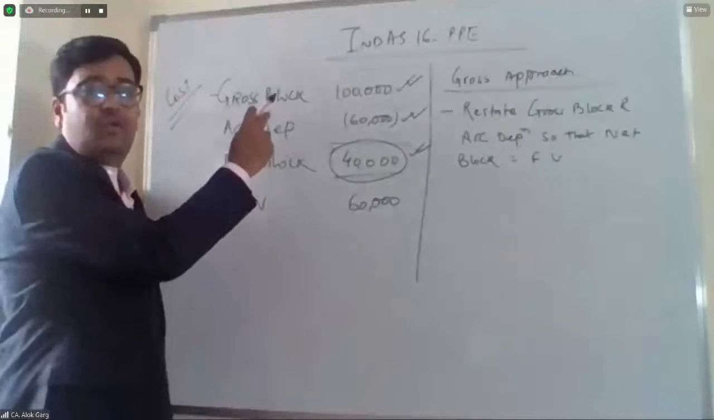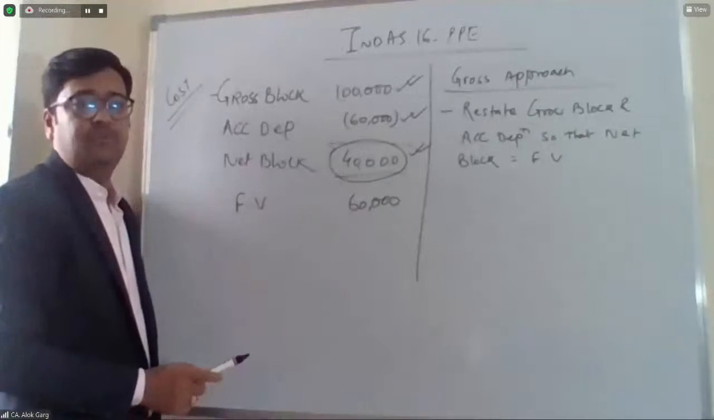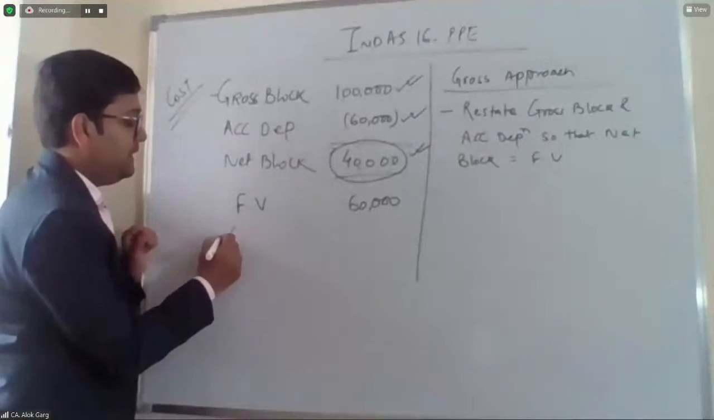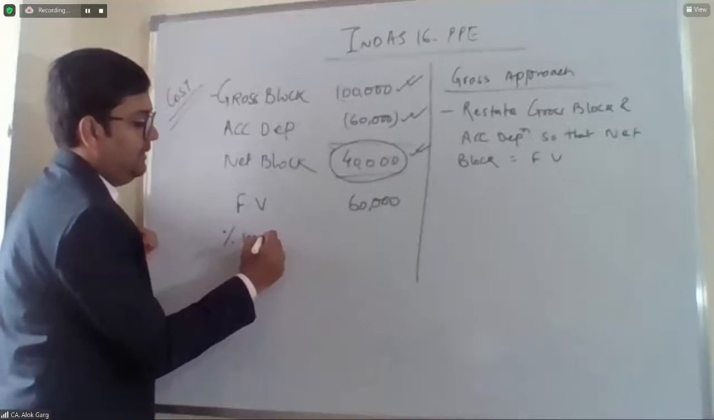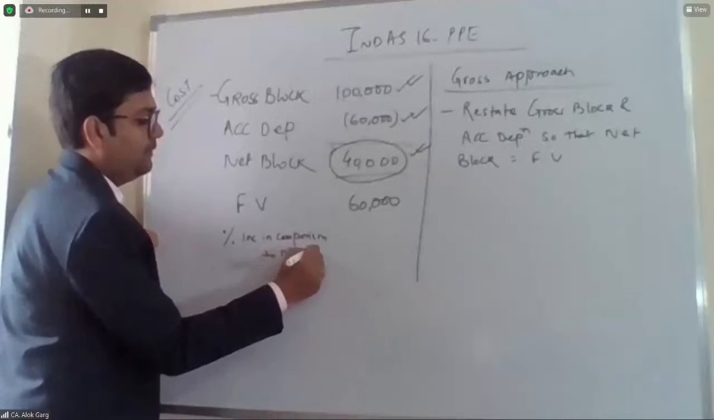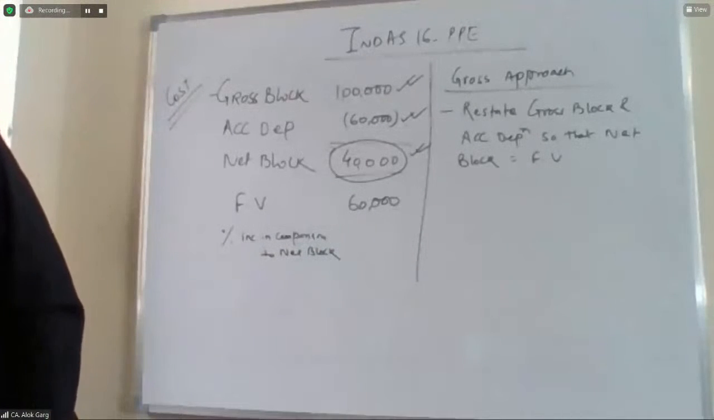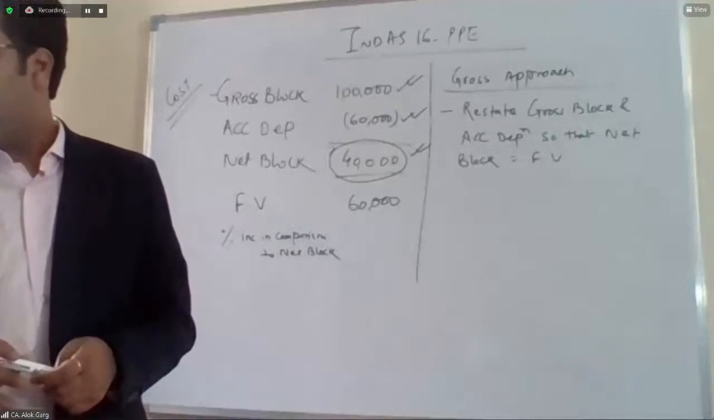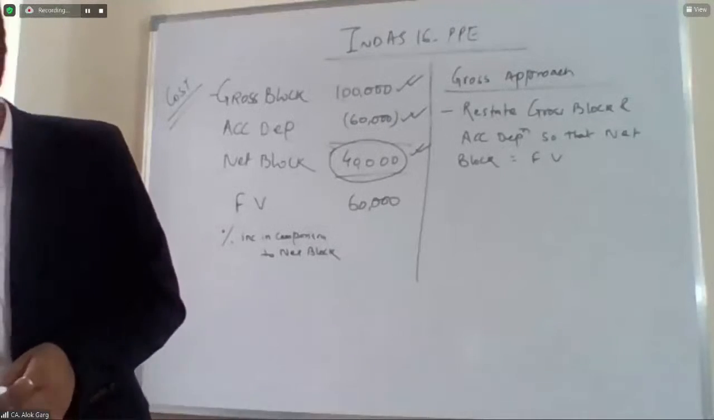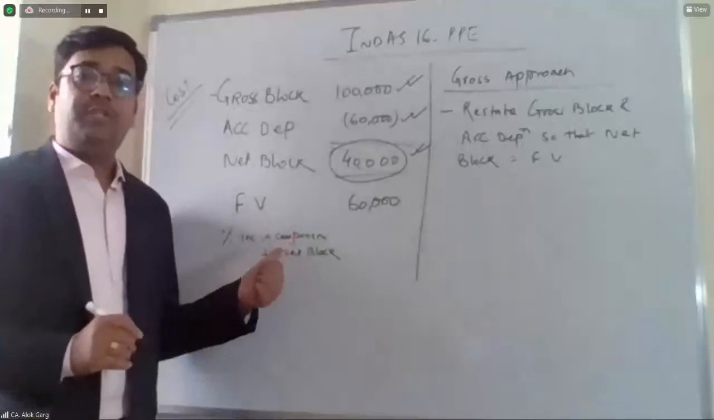So friends, what is the gross block here? 1 lakh. What is the accumulated depreciation here? 60,000. What is the net block here? 40,000. And what is the fair value here? 60,000. So you need to calculate the percentage increase in comparison to net block. What is the increase in percentage in comparison to net block? Please tell me. What is the percentage increase?